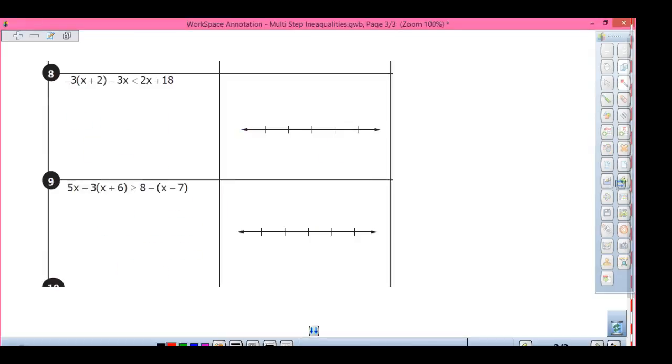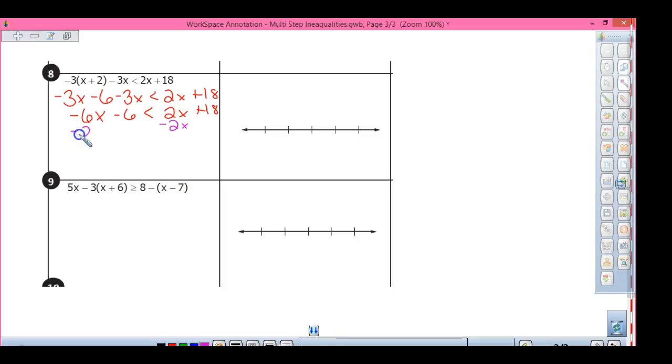All right, we're going to jump down to numbers 8 and 9. And I'll let you work after these two. Okay, so number 8, we've got to distribute. So negative 3x, minus 6 minus 3x is less than 2x plus 18. So negative 6x minus 6 is less than 2x plus 18.